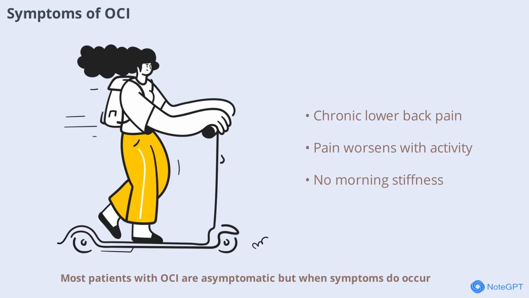Most patients with OCI are asymptomatic, but when symptoms do occur, they typically include chronic, intermittent lower back pain. The pain may be mild to moderate, worsens with exertion or certain movements, and is often relieved by rest. Some patients experience pain radiating to the buttocks or thighs, and in women, symptoms may intensify during menstruation. Importantly, OCI does not cause morning stiffness or significant limitation of movement, distinguishing it from inflammatory conditions.